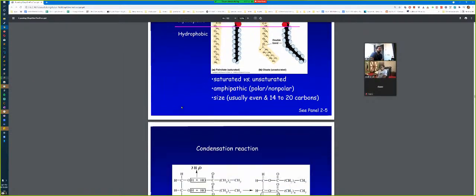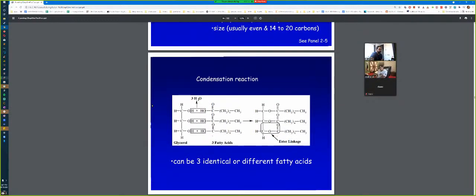Got it. Okay. And here's another example of a condensation reaction. We have the glycerol here, we have the 3 fatty acids here, and through condensation they make this ester linkage. And that can be 3 identical or different fatty acids.